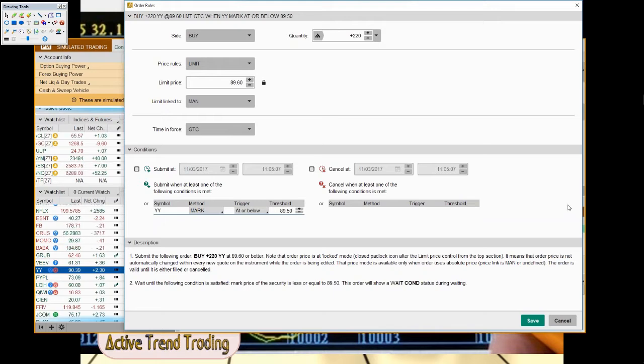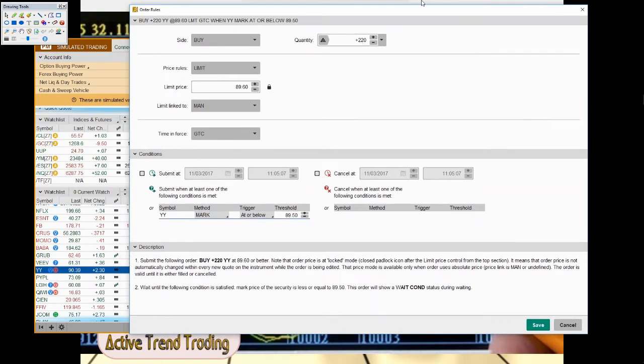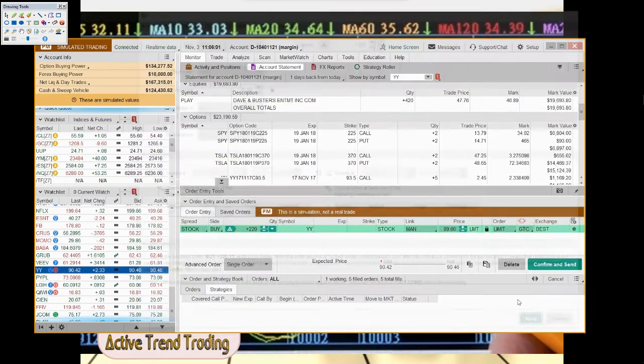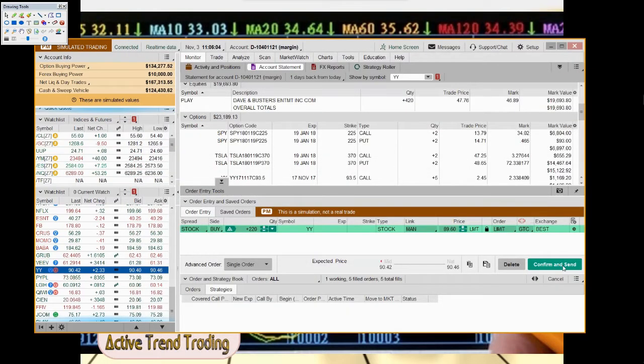So again, this is keeping with our wanting to provide approximately one trade per month, and these pre-earnings trades can work out very good. And again, we will keep our stops tight, at no more than 5%, just in case we're wrong. And again, we have the trigger, so I can basically just go ahead and save this, and I can go ahead and confirm and send.